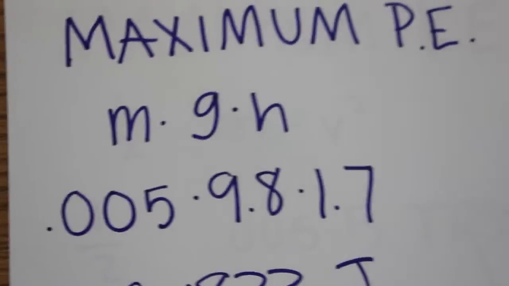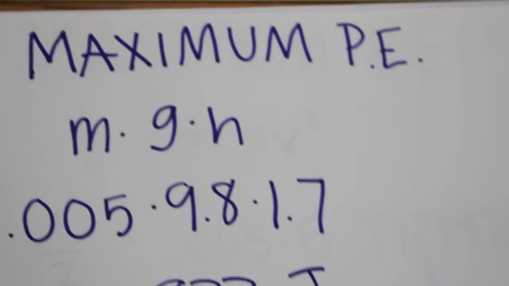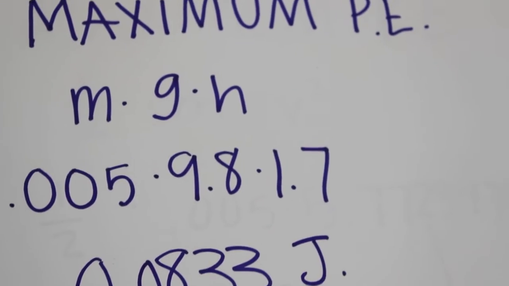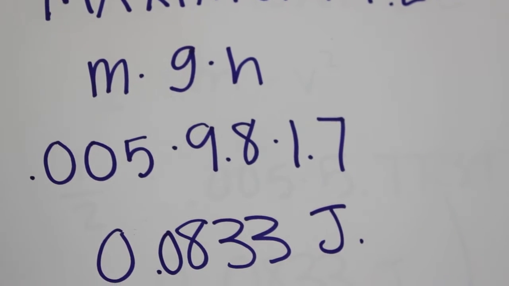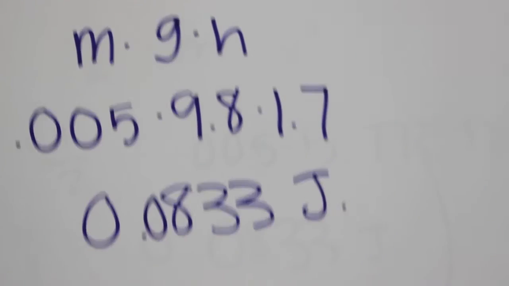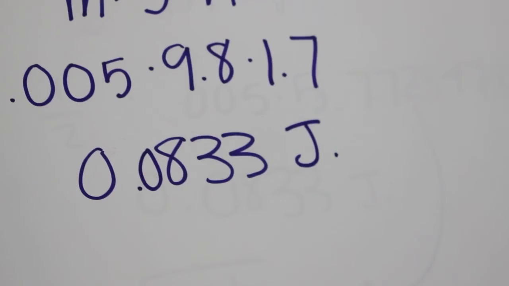To find the maximum potential energy, use the formula mass times gravity times height, and then you plug in 0.005 times 9.8 times 1.7, which gives you 0.0833 joules.